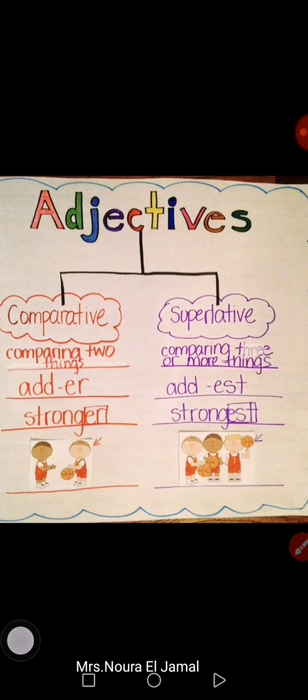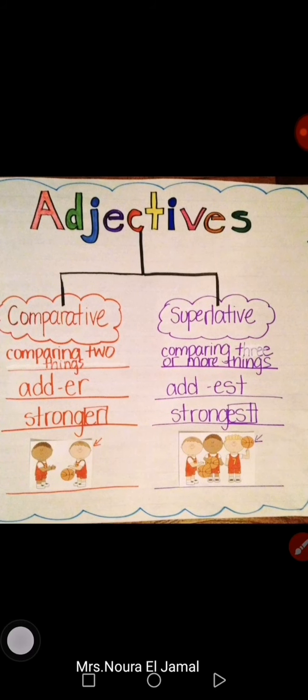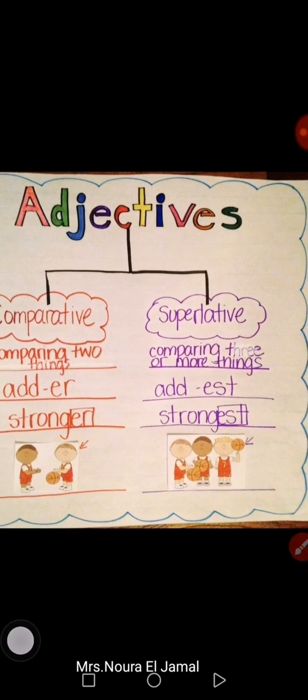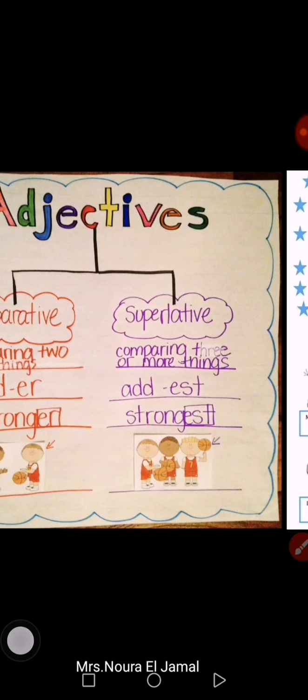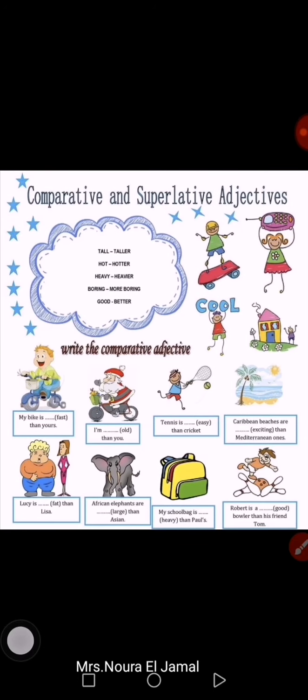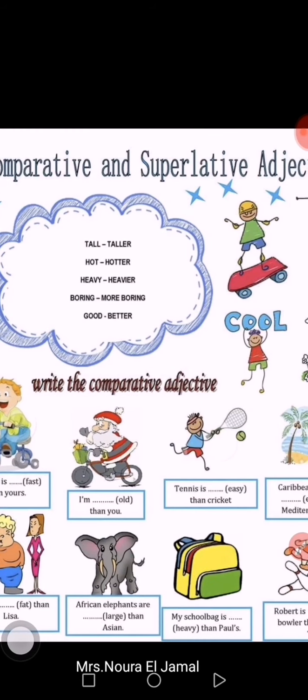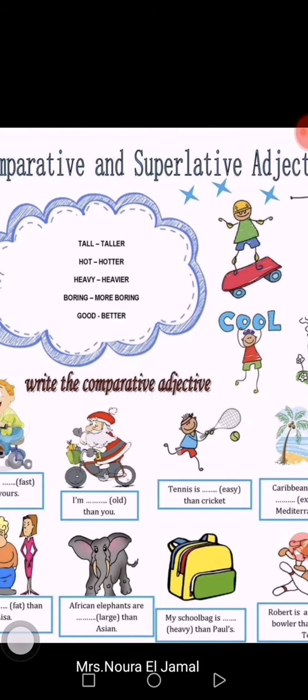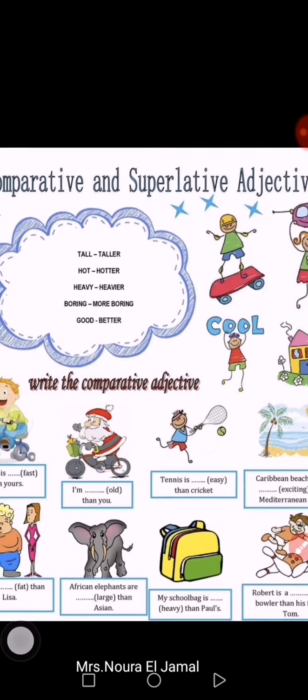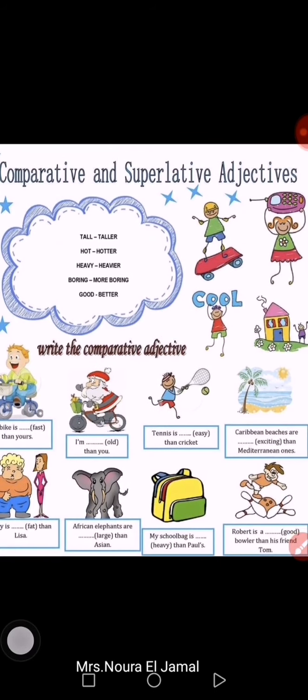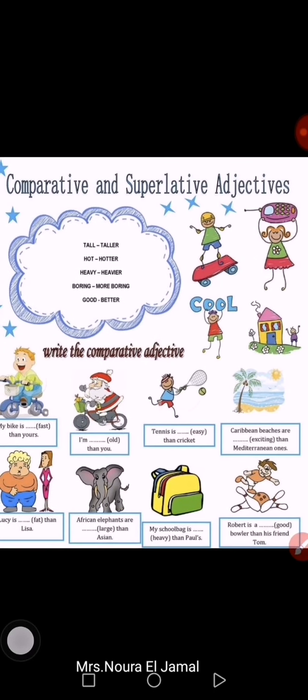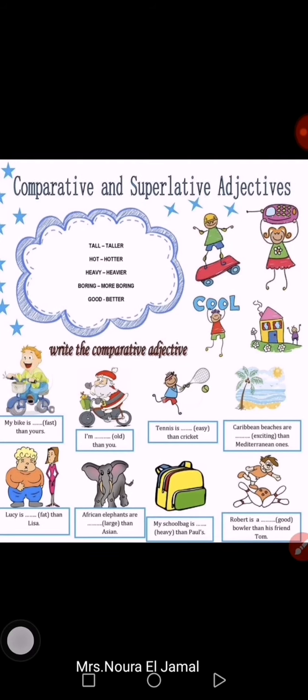Look at this picture here, they are two here and here they are three. That's why I use the superlative in the second picture. Comparative and superlative adjectives. Tall became taller, hot, hotter, heavy, heavier, boring, more boring, good, better. I want you here to do this exercise. Write the comparative adjective.